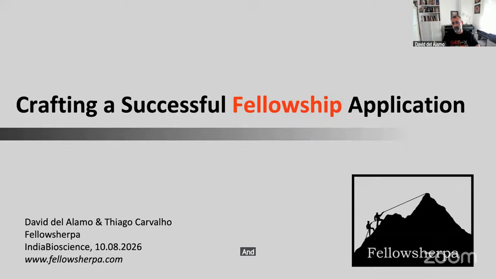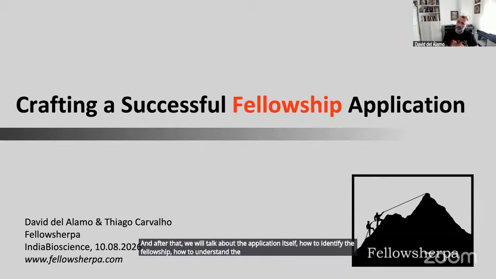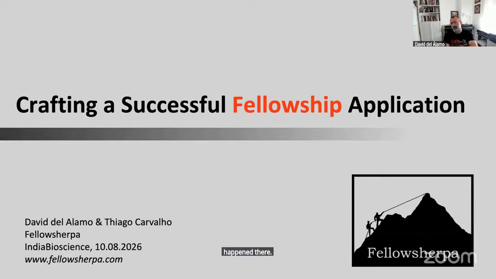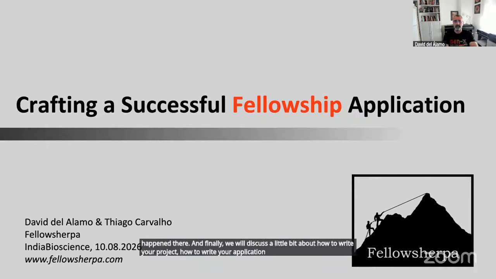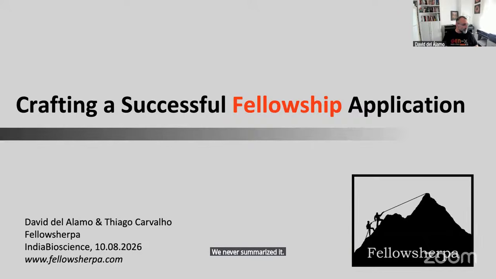After that, we will talk about the application itself, how to identify the fellowship, how to understand the eligibility rules, how to understand the selection process and the importance of understanding it, and how to understand the application process and the potential problems that happen there. And finally, we will discuss a little bit about how to write your project, how to write your application, and the use of artificial intelligence in that, in a very summarized way. Maybe Tiago, if you want to introduce yourself very quickly, and then we can start.